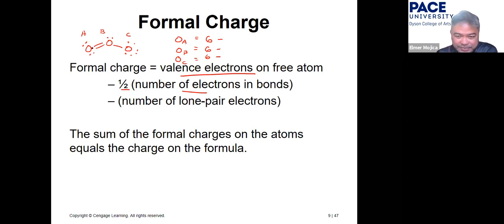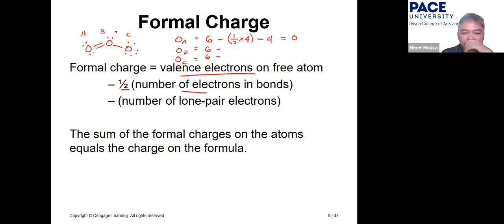So in the A, how many bonding pairs will I have here? So I have there 2 bonding pairs. So there's what? 4 electrons. Now only 1/2 of that will go to the oxygen. Now how many lone pair electrons do I have here? 1, 2, 3, 4. So what's my formal charge of my OA? Anyone? Zero, right? 6 minus 2 minus 4, 0.